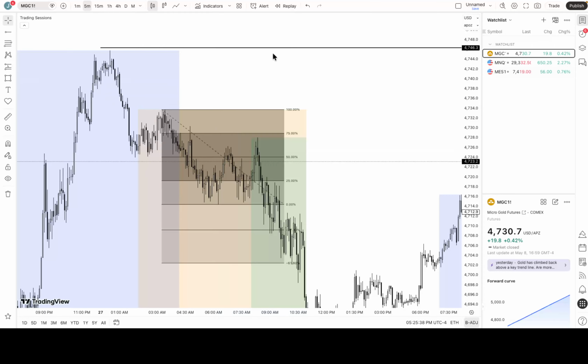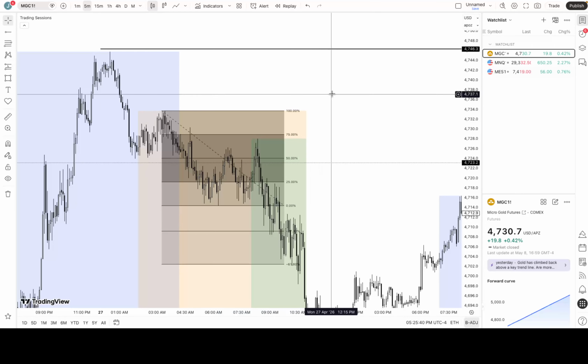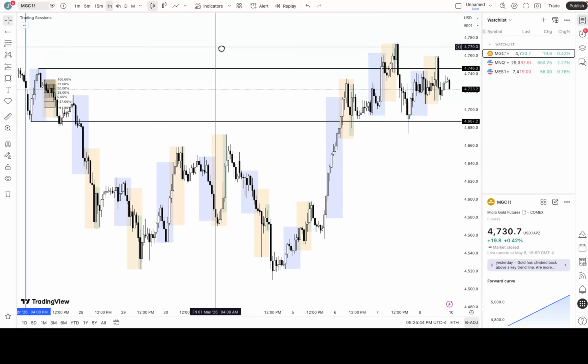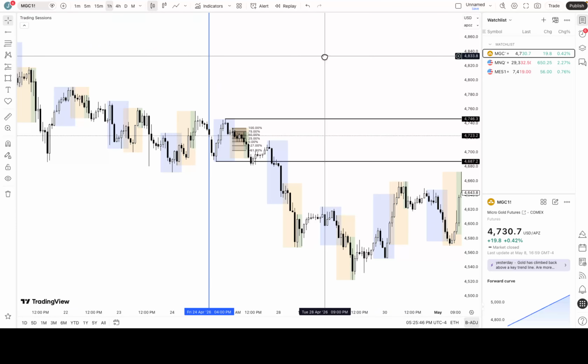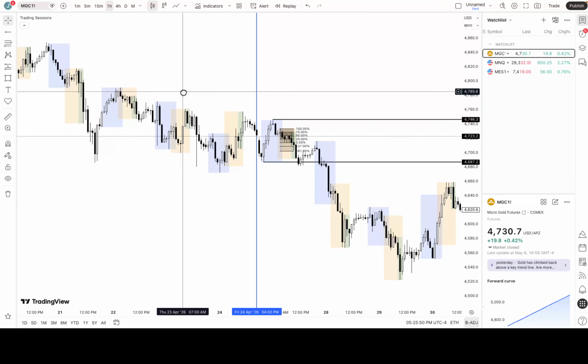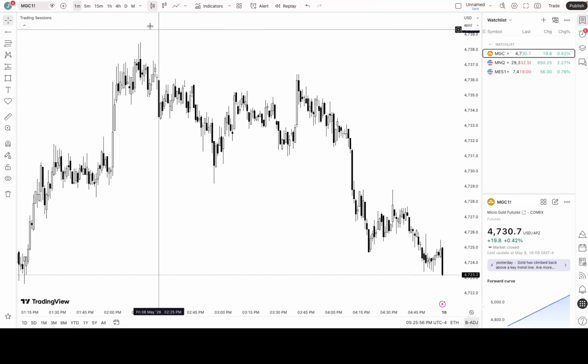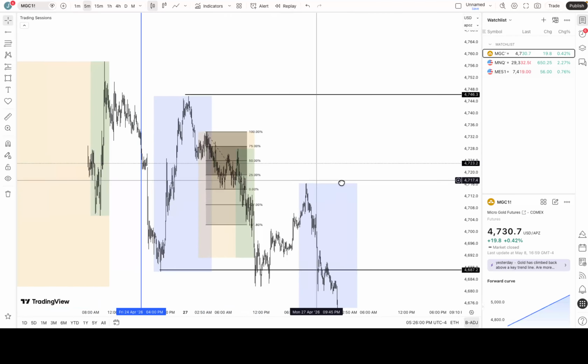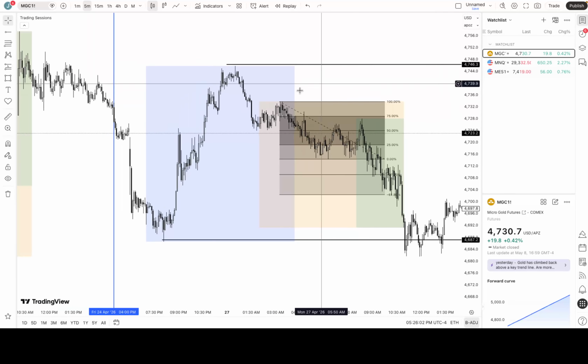Hold on. Okay, yeah. So first of all, I need to identify what type of market structure we are really trading within, right? Are we consolidating, so we might see liquidity sweeps? Are we just trending straight down, so we might just see retracement, no liquidity sweep, and then an entry? What are we doing? So here we're obviously trending down, right?